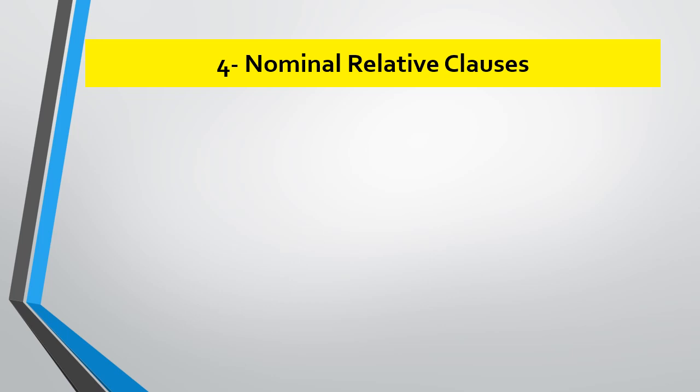The fourth type is that of nominal relative clauses. We see that in nominal relative clauses, they should begin with a relative pronoun, and a relative pronoun sometimes might be similar in its spelling to that of a WH question article. So don't confuse between this type and that of WH clauses. Why? Because the meaning is different.